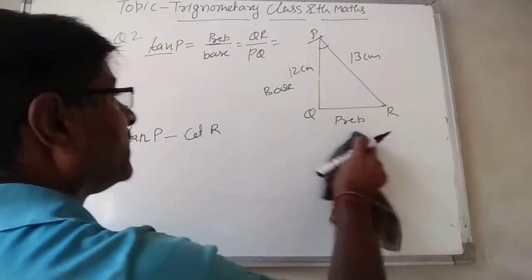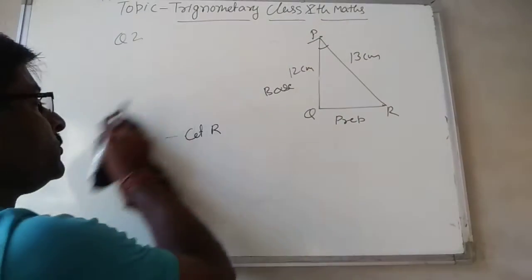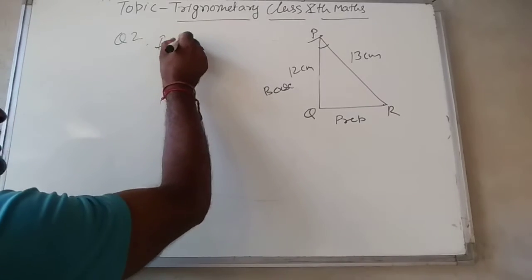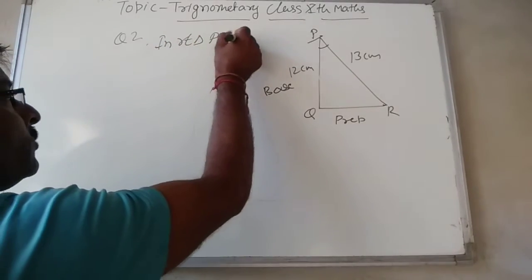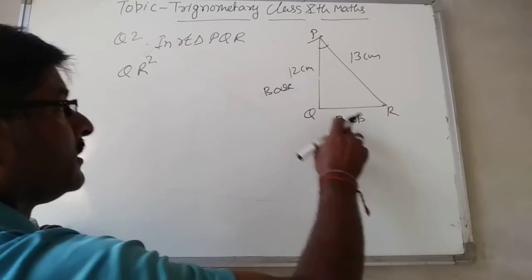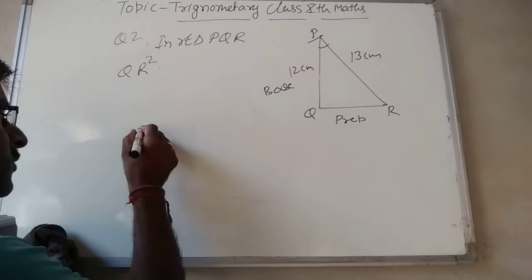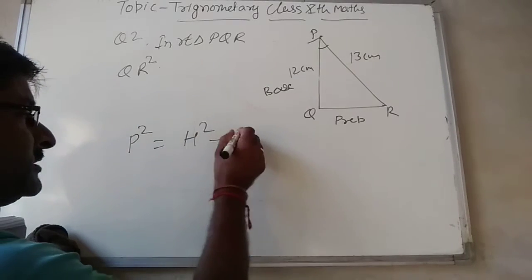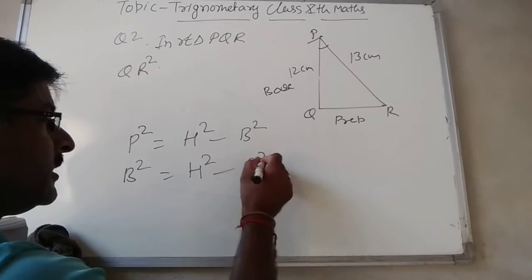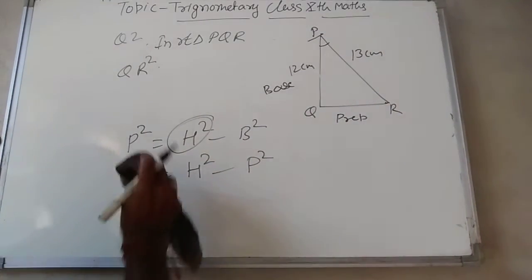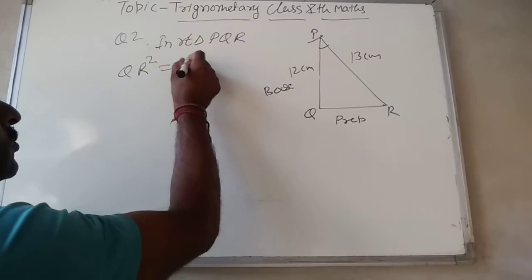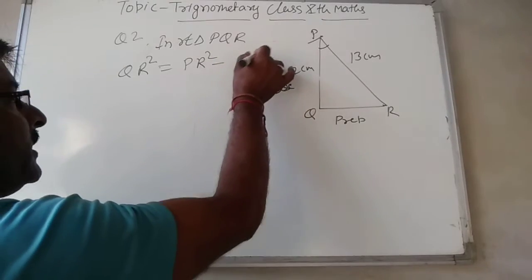Because it is not given in the question, we have to use the Pythagoras theorem first. In right triangle PQR, firstly we will find QR. So this is perpendicular. Perpendicular squared becomes H squared minus B squared, or if you want to find B squared, then it is H squared minus P squared. Because H is the longest side of the triangle, always subtract the base or perpendicular from the hypotenuse. So QR squared is equal to PR squared minus PQ squared.